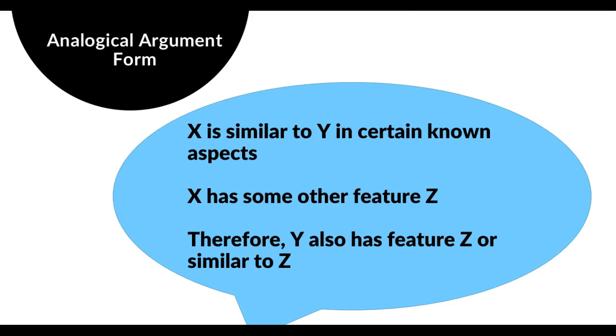Analogical arguments take a specific form. The form looks something like this. X is similar to Y in certain known aspects. X also has some other feature Z. Therefore, Y also has feature Z or features similar to Z.